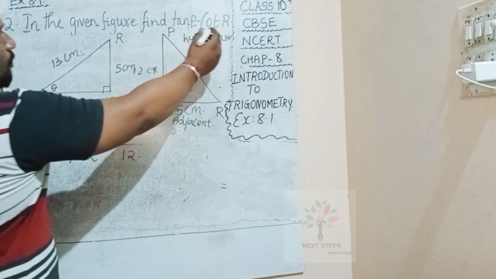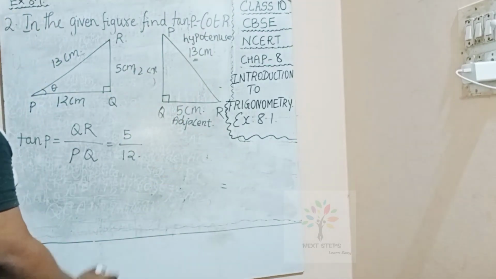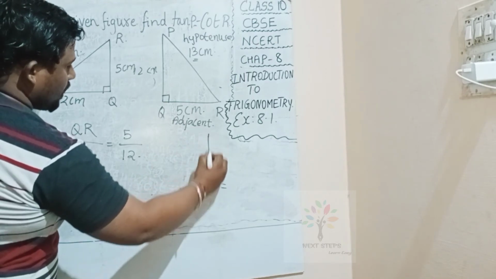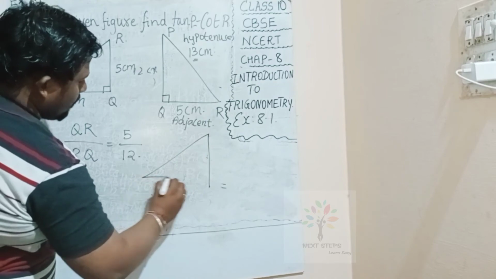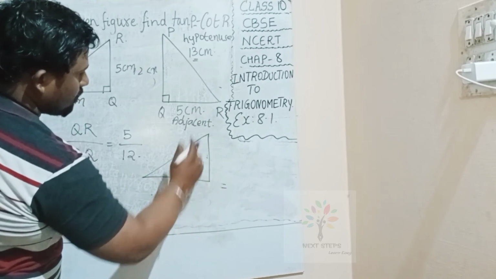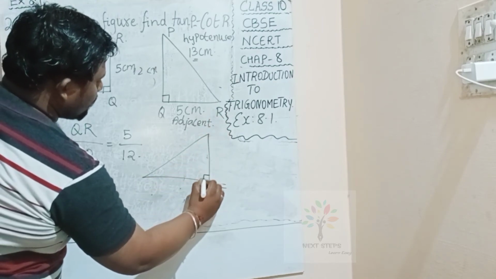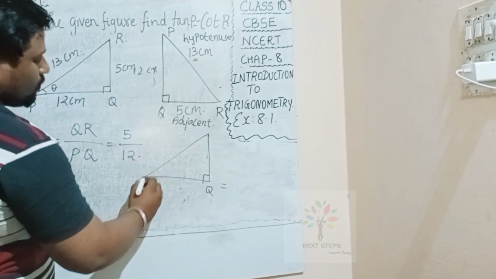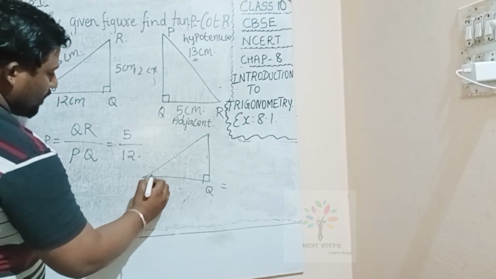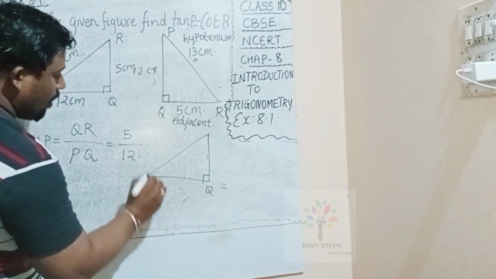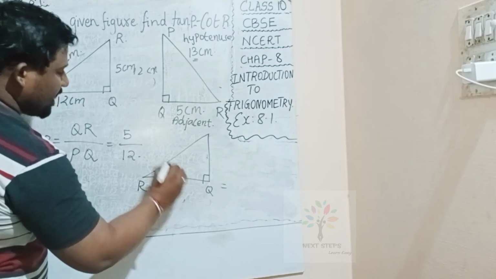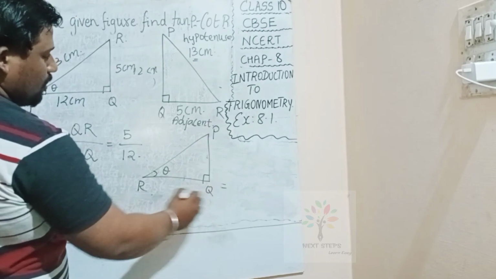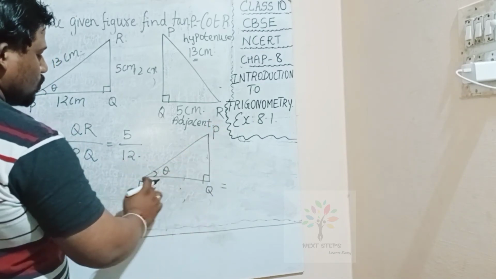Now I have to find what is the value for cot R. So here what I am going to do? I am going to redraw the diagram once again. The Q is in right angle. Here I have to find cot R, so I have to mention the R with respect to theta. So I am putting the R here, and mentioning the theta here. So my triangle looks like this, that is P, Q, and R.